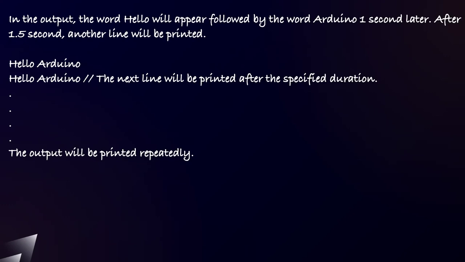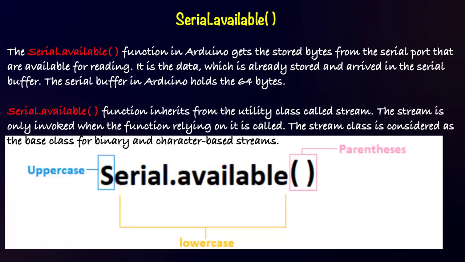Okay, I hope you've understood the difference between print and println. That was my purpose, to make you understand the difference. Now let us move into a totally different thing called Serial.available, or Serial dot available.